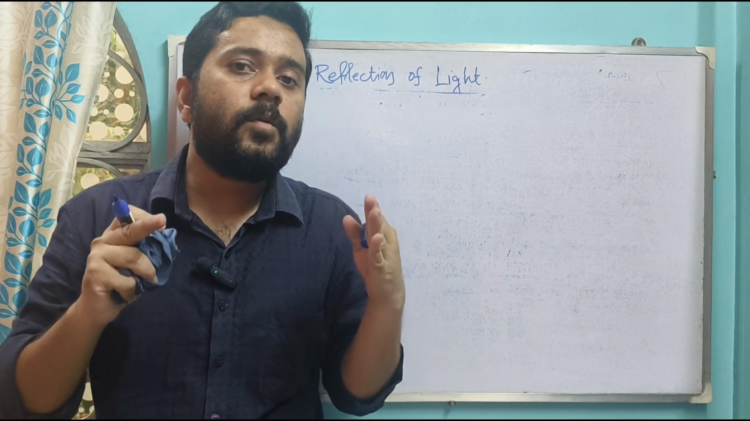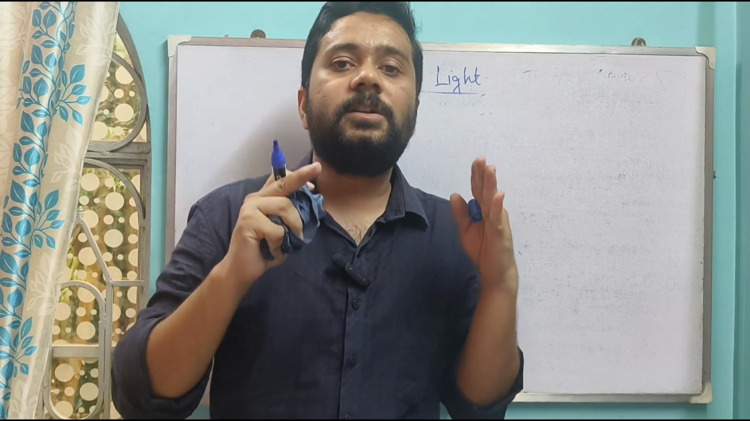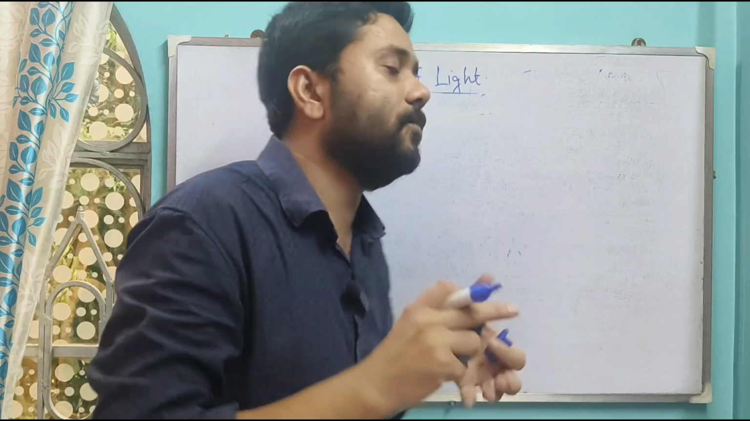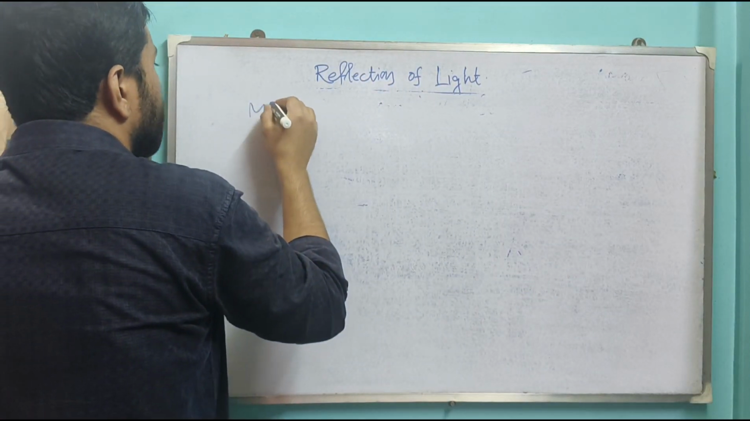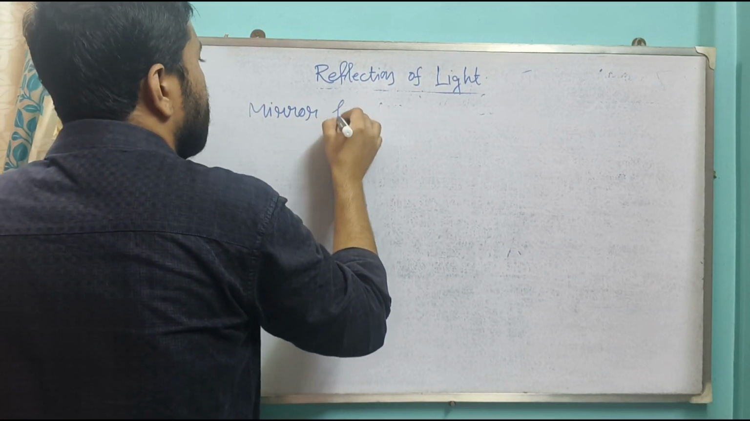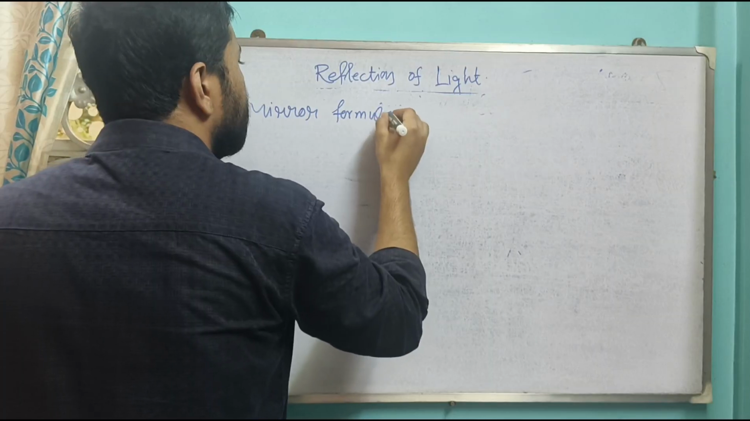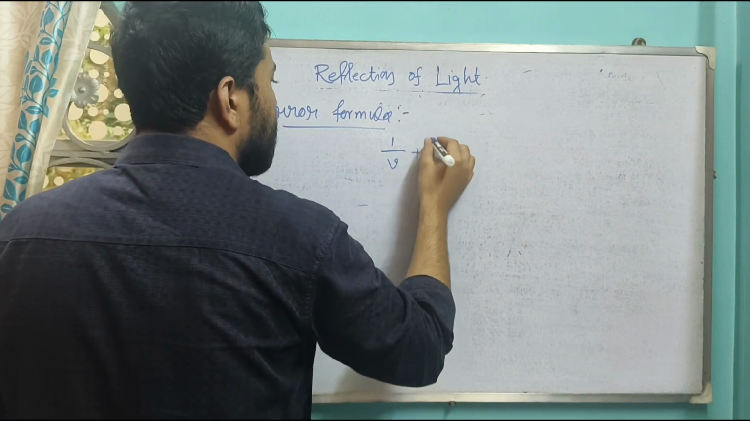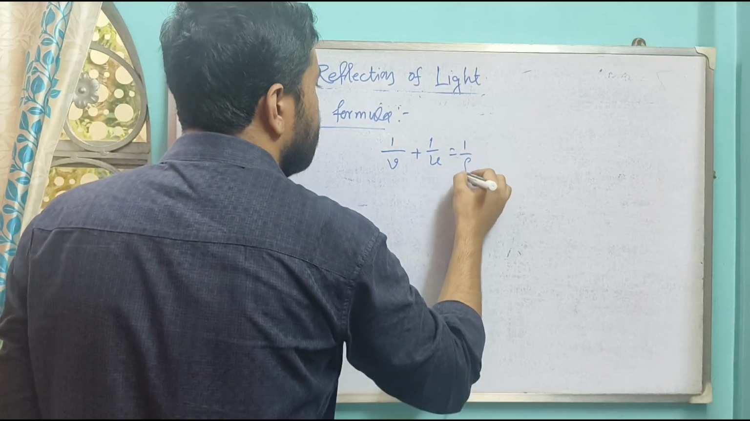Now we will study the important relation between the image distance, object distance, and the focal length, and this is called the mirror formula. So everyone write down the mirror formula. This is a very, very important formula. 1 by v plus 1 by u equals 1 by f.